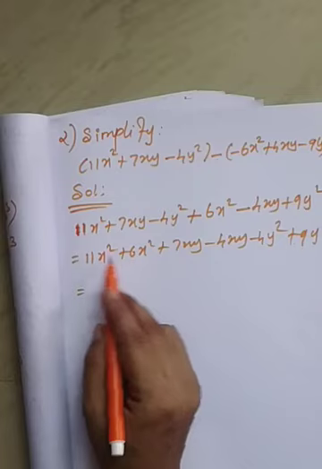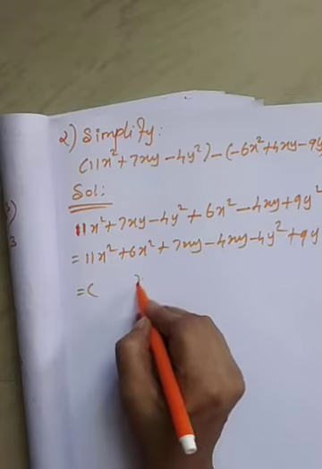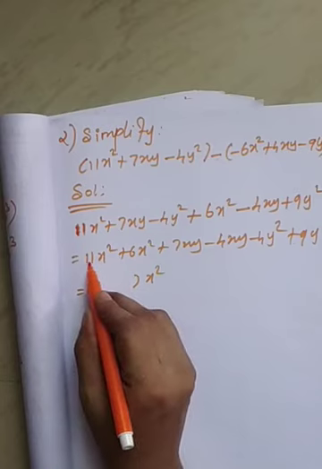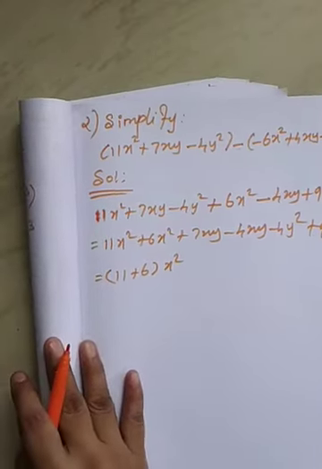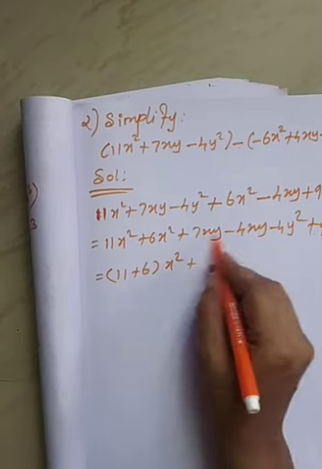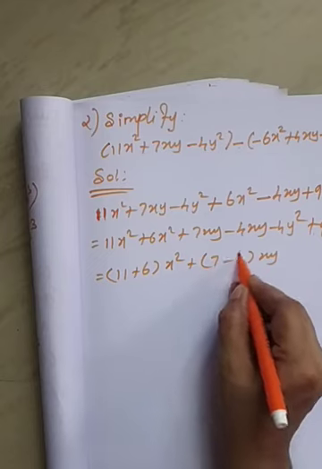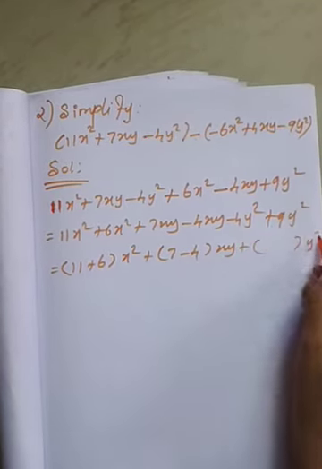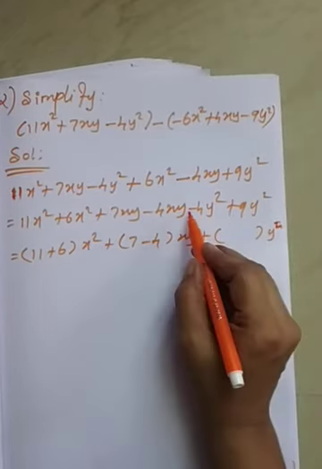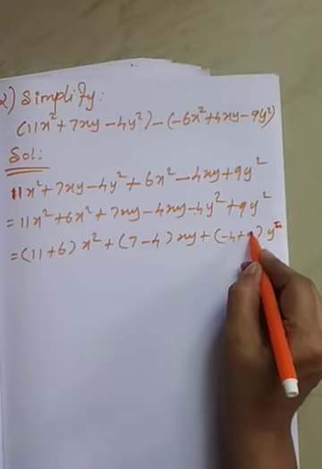Now you have to arrange the question. Now see which value is common here. X squared is the common. So write x squared. What is the remaining value? 11 plus 6. Right. Okay. Next xy is the common. So you have to put what is the remaining value? 7 minus 4. Next y squared is the common. Write the remaining value. What is that? Minus 4. See here, minus 4 is here plus 9.